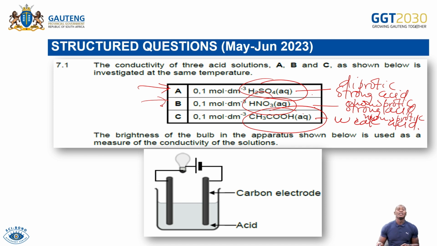Then if you look at B and C, both of them are monoprotic, but B is a strong acid and C is a weak acid. A strong acid ionizes completely. So between B and C, B will have a high concentration of hydronium ions compared to C, but A will have a higher concentration than B and C, because it is a diprotic strong acid.